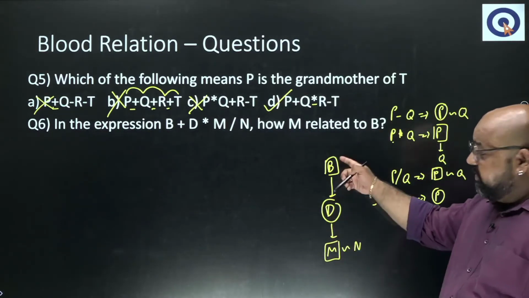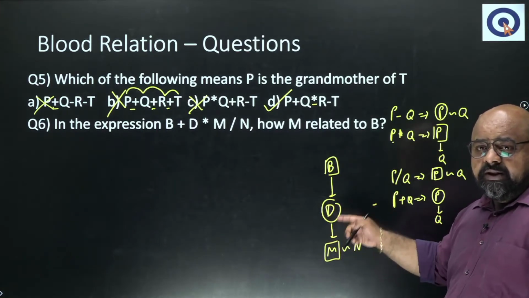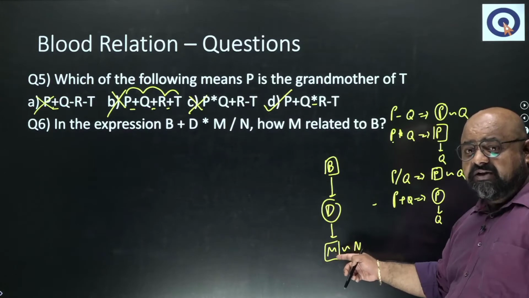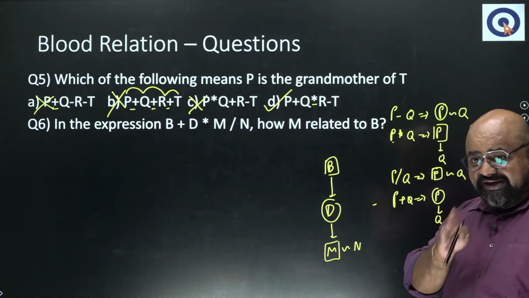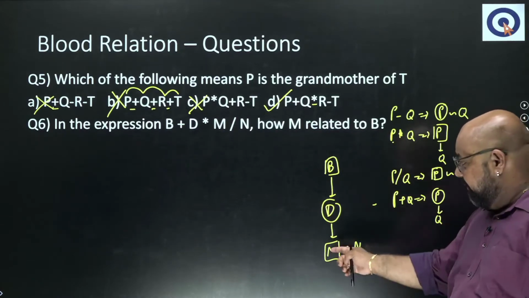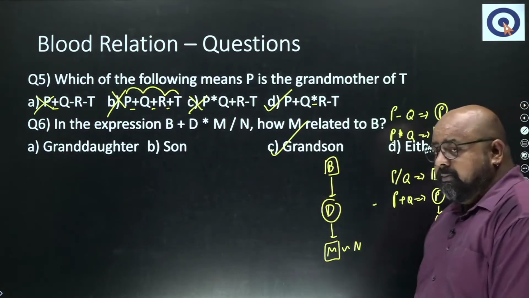How is M related to B? As you can see, B has a son, D has a son, M. Therefore, B will be the grandfather of M. But the question asks how is M related to B? You have to find the relationship of M with B. So, M becomes the grandson of B.